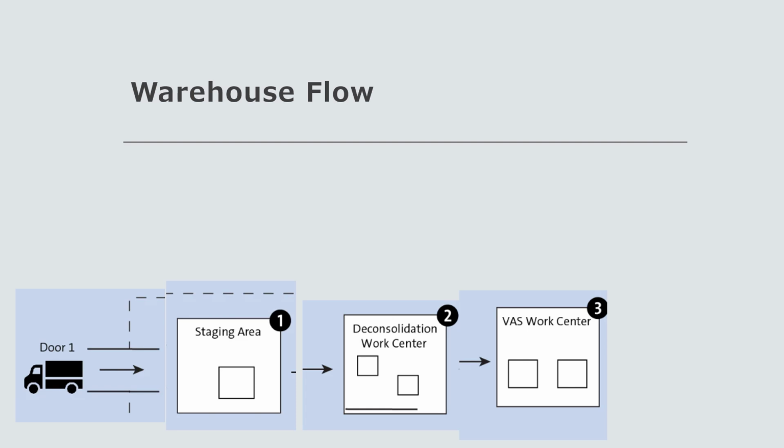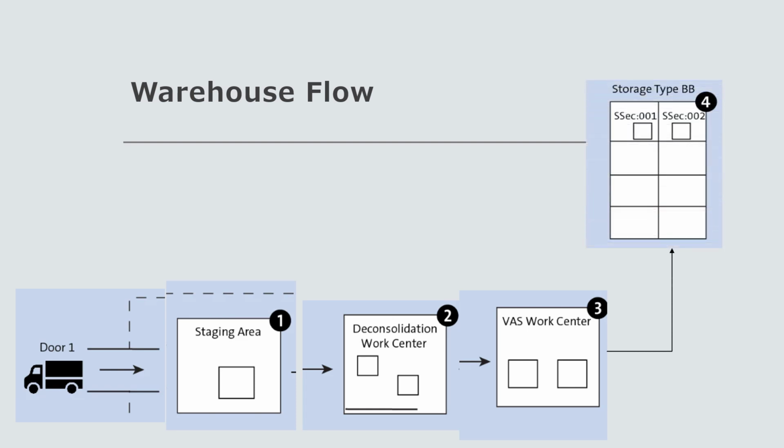The VAS activities are then performed at the work center, which includes things like oiling, painting, or maybe adding one more item if there is an offer going on, or any other value added service. Then we have the final put away. This is where the HU warehouse task is created and activated to move the products from the work center to the destination storage bin.